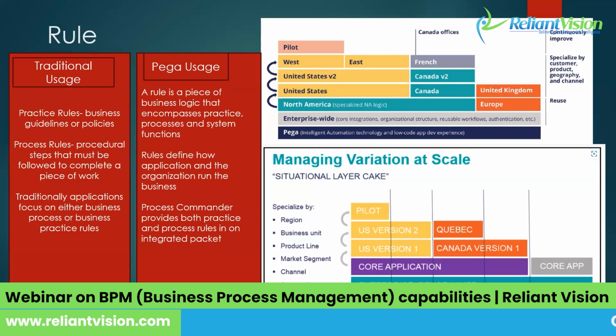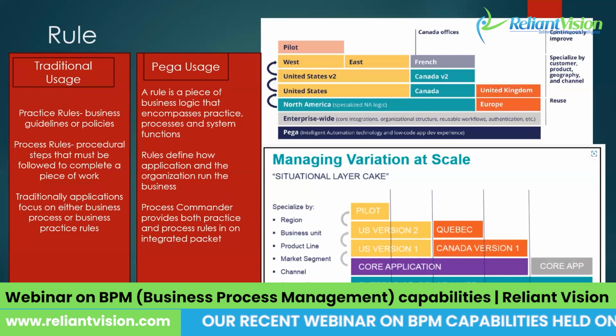When it comes to Pega usage, a rule is a piece of business logic that encompasses practice, process, and system functions. Rules define how the application and the organization run the business. So Pega supports both types of rules. If you see this diagram, the Pega platform layer is the main one.